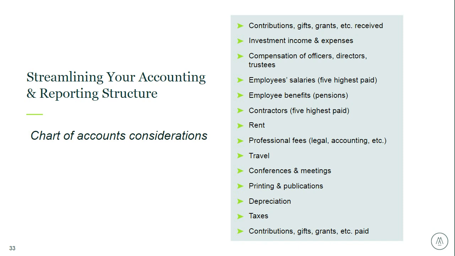Contractors, again, five highest paid there. Rent, professional fees; the form does separate out legal and accounting from other professional fees, so that's something to consider. Any travel, conferences and meetings, printing and publications, and then, of course, depreciation and taxes.